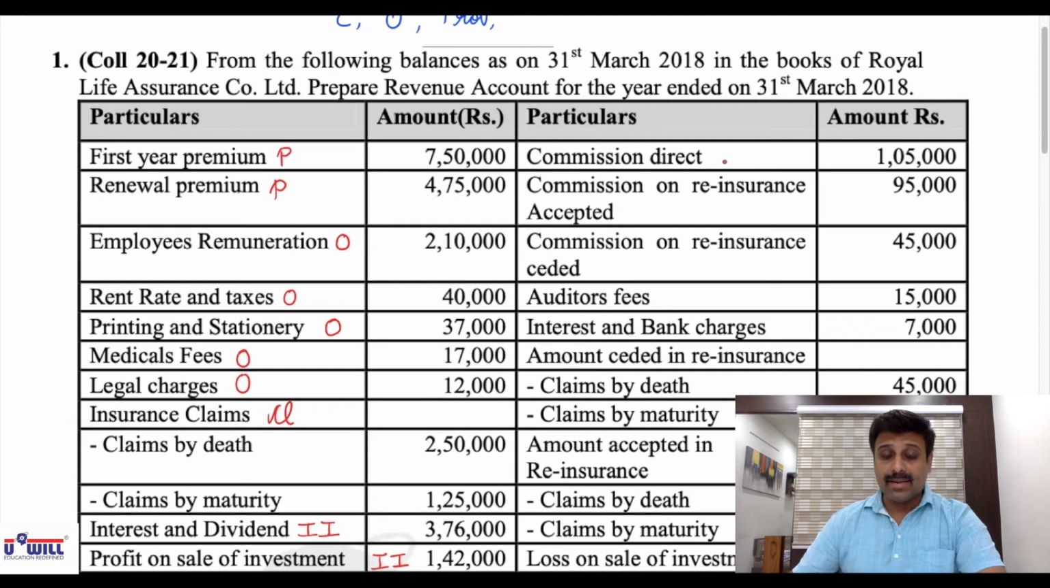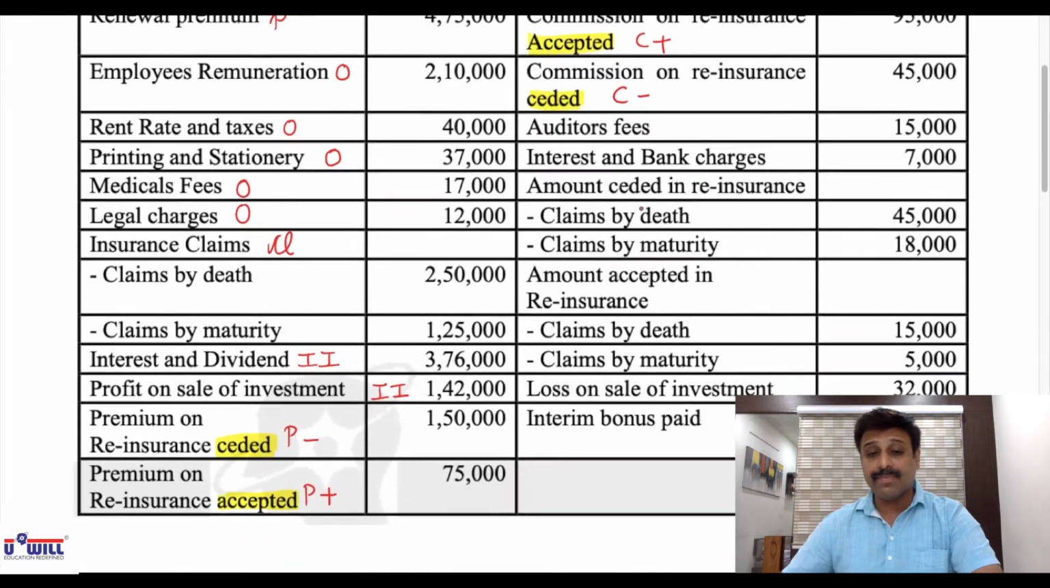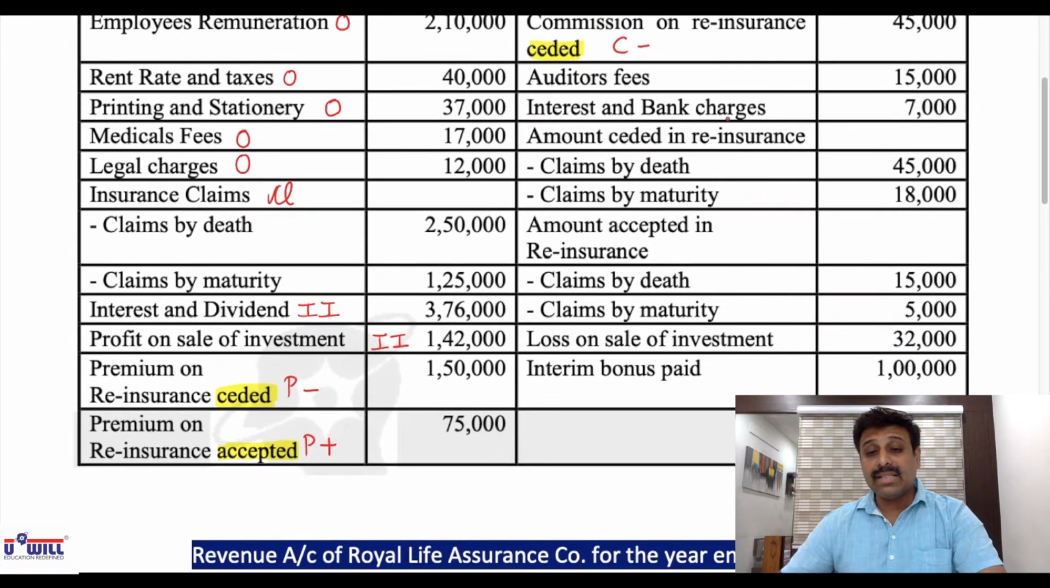Commission direct. Now commission direct, so C. Commission we are going to mark as C. Again, commission on reinsurance accepted. Accepted will be added, so C plus. Then commission on reinsurance ceded. Ceded we will minus, so C minus, from commission we will minus this. Auditors fees, operating expense. Interest and bank charges, operating expense.